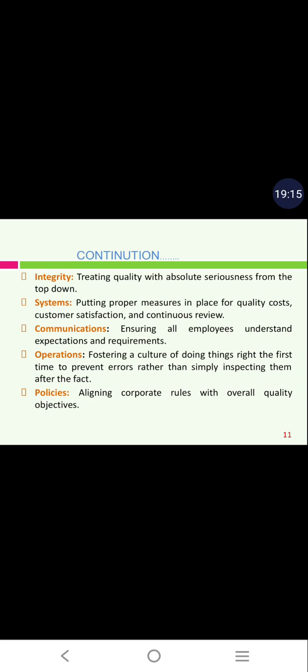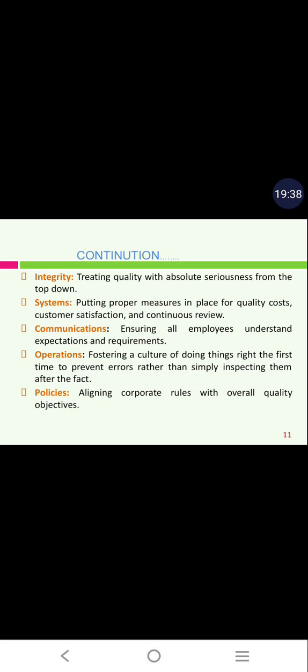In the beginning itself, we need to do it right the first time, so that steps like inspection can be eliminated. And the fifth one is policies. So what do we mean by policies? Aligning corporate rules with overall quality objectives.